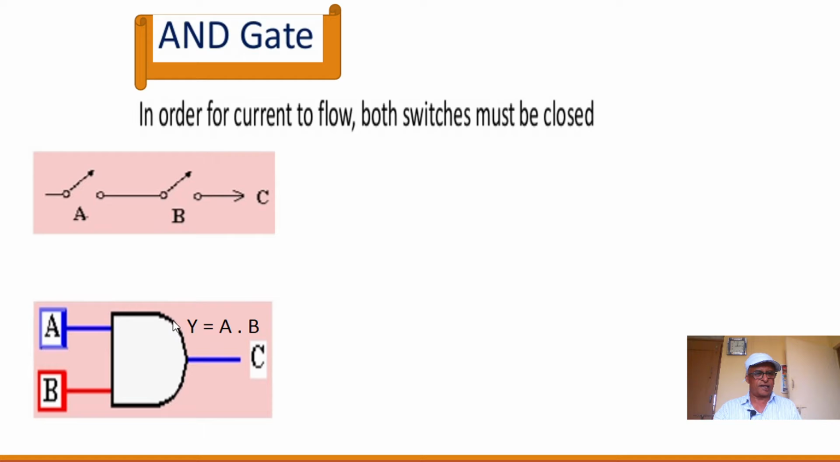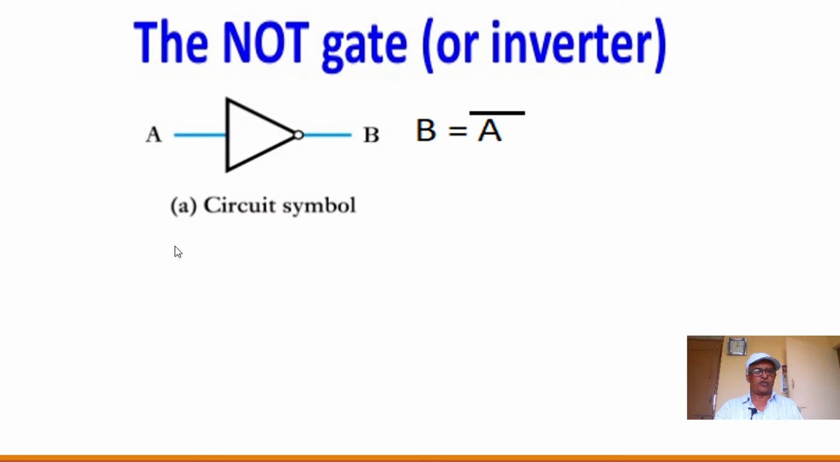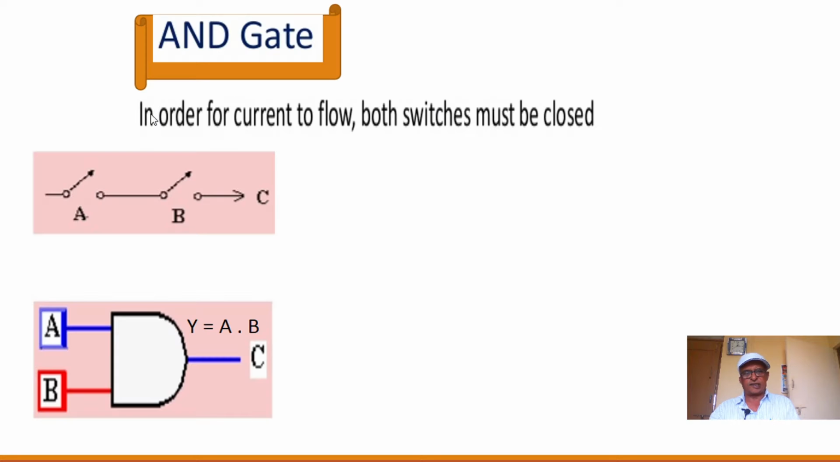Now this is the symbol of the AND gate. It is drawn like the English letter D. Inputs A and B are connected to the straight part of this symbol, while the output is taken from the curved part, and the output Y is written as a combination of the inputs.